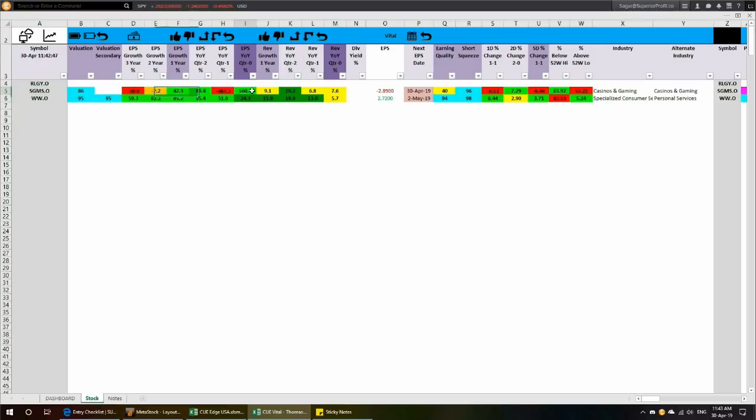SGMS has very good earnings growth also in the latest quarter. WW has positive earnings growth, but reducing earnings growth. That is fine. In terms of fundamentals, we see SGMS and WW are value stocks with positive earnings growth. That is enough reason in terms of fundamentals to consider buying these stocks.